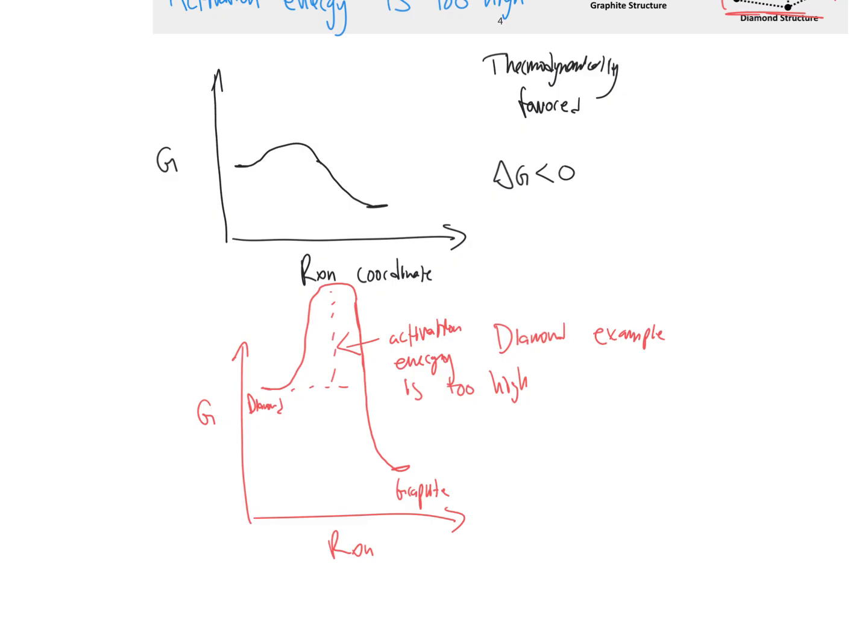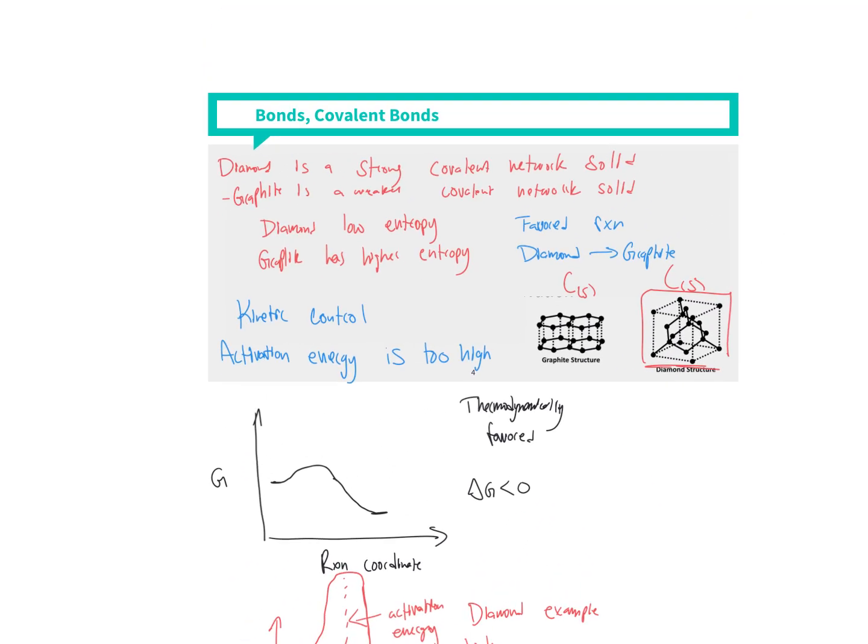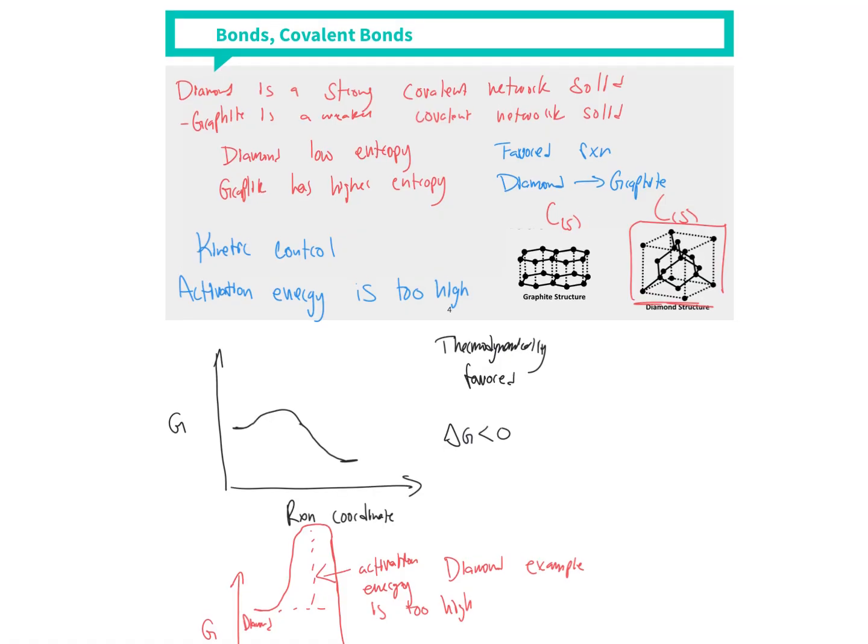And so that is what being under kinetic control is. And so we'll see a lot of examples of this where a reaction might be thermodynamically favored. In other words, delta G is less than 0, but activation energy is still too high. And so the reaction does not happen.